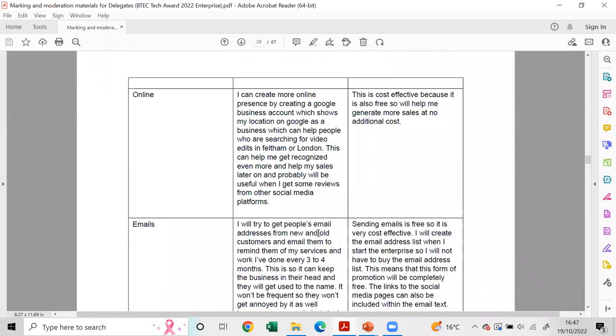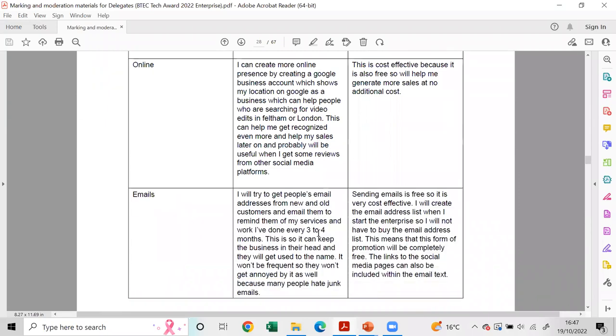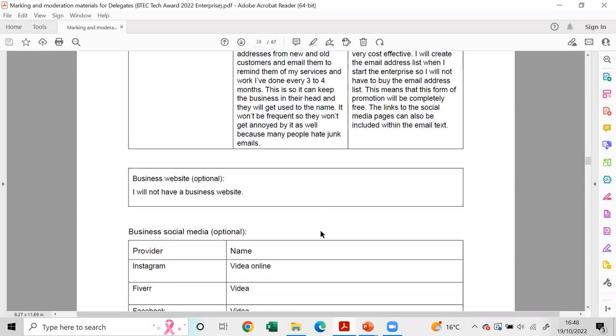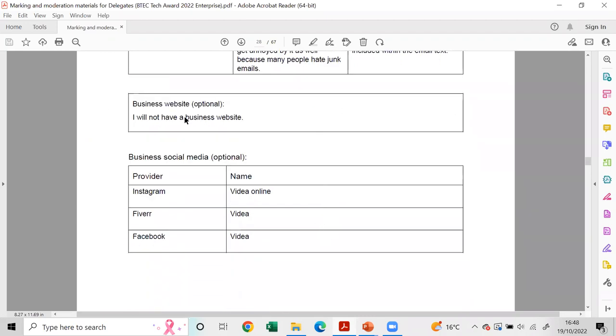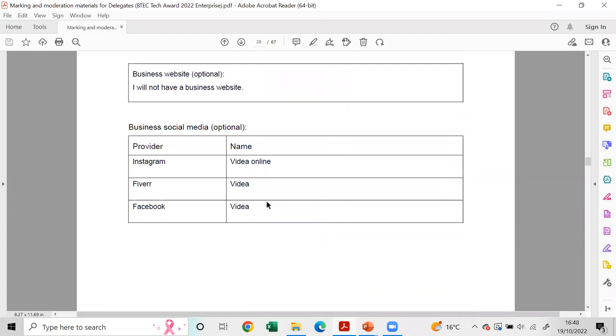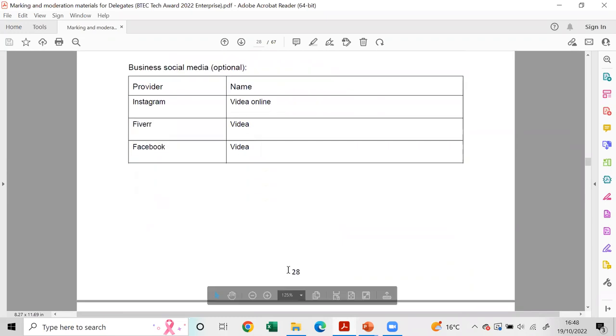So, you know, they've said these bits are cost effective because, but the other bits are explained a little bit further. You know, links to social media pages and so on. They don't have to have a website, that was optional anyway, and they don't have to fill the social media bit either, but they have decided that they will have some social media.